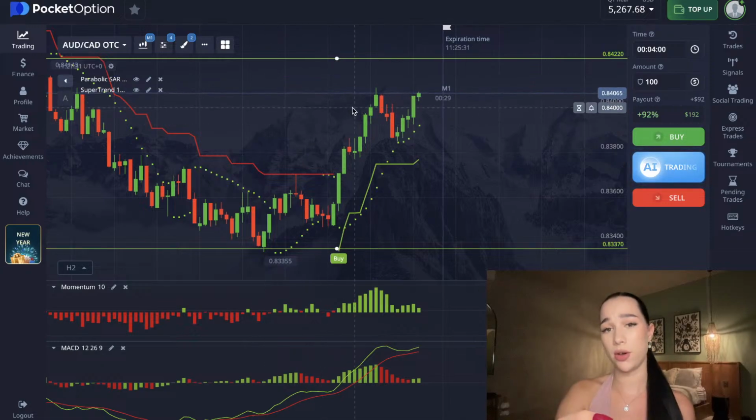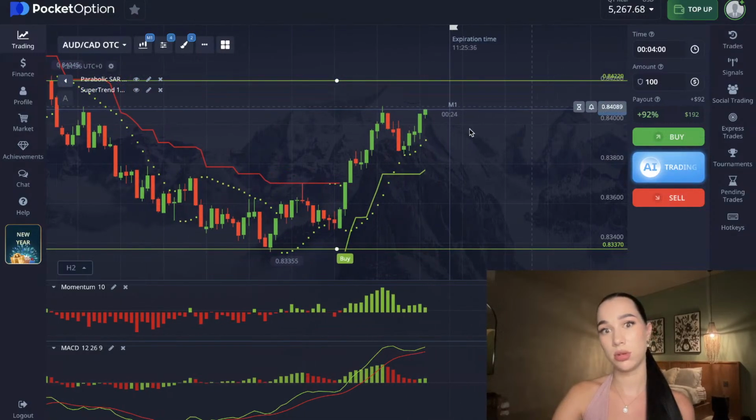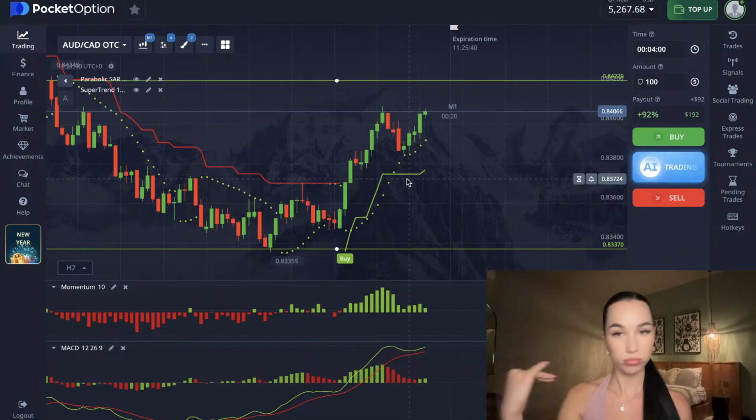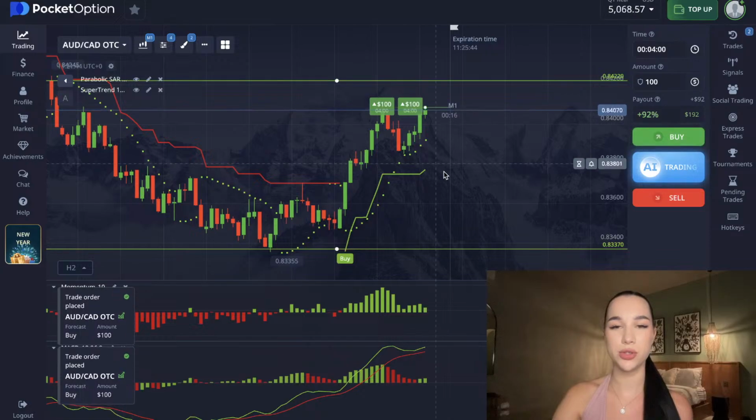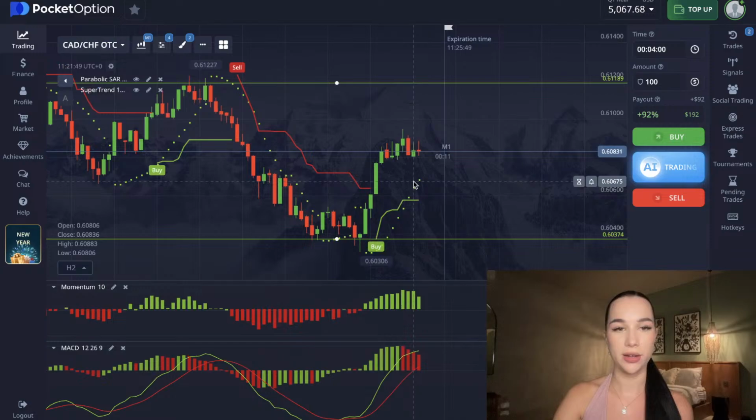Okay, it's a pretty good one, though we don't have much time until the resistance level. I remember we opened a trade here when it also went down. Boom. Okay, let's open two trades here, and we will go analyze something else.